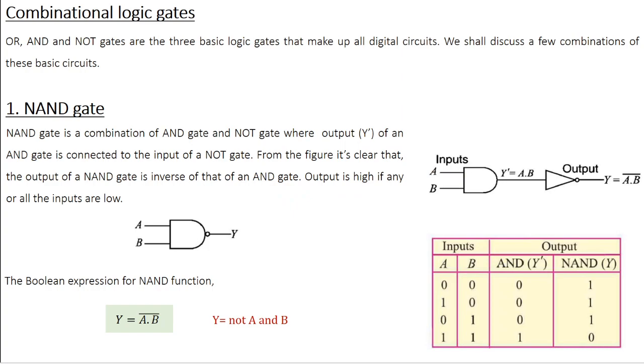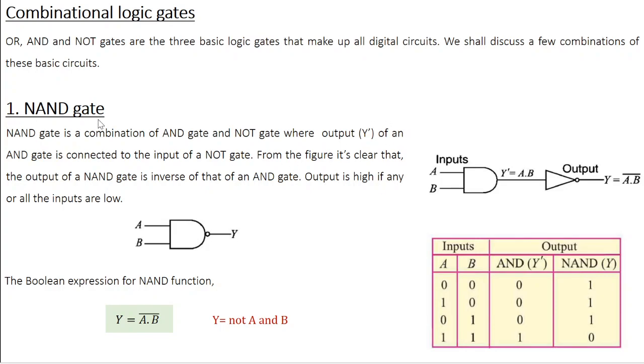In the last class, we discussed three basic logic gates: OR gate, AND gate and NOT gate, and we mentioned that using these three basic gates, you can construct any other digital circuits. In today's class, let's discuss some of the important combinational logic gates. First one is NAND gate.